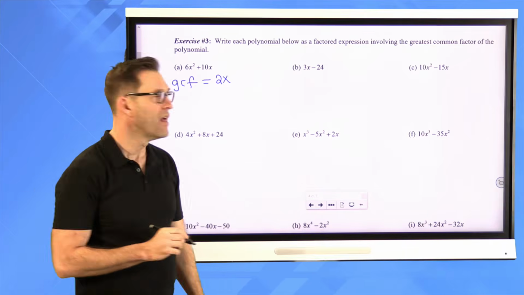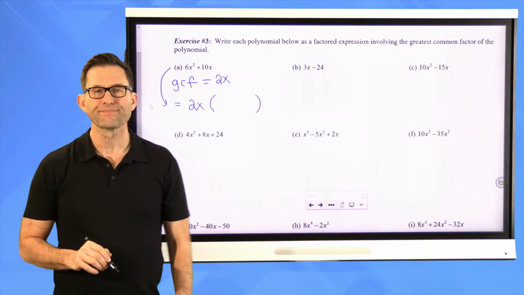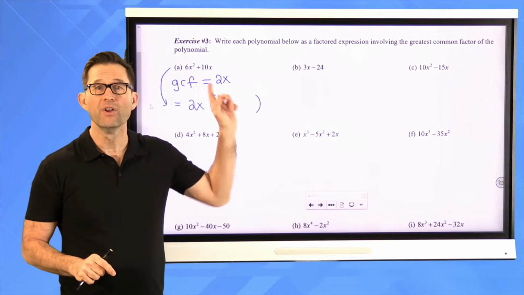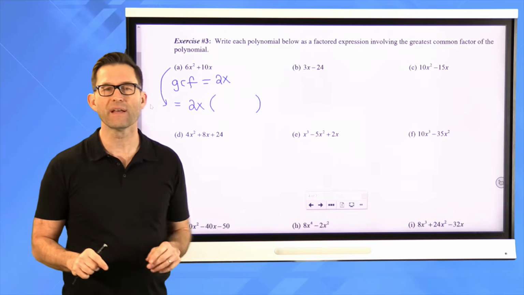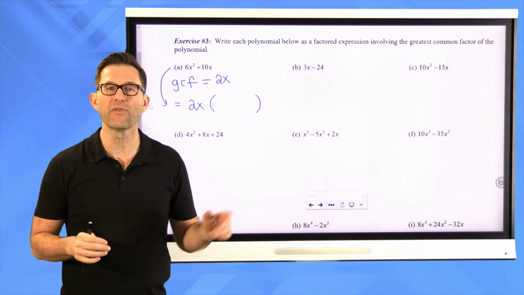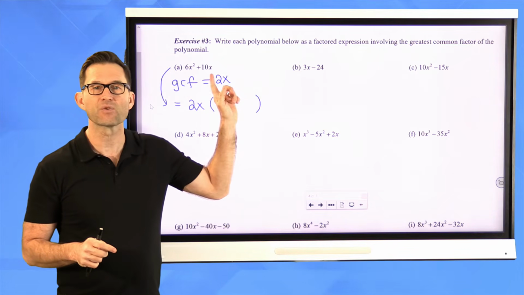All right. That means I can now take my binomial and rewrite it as 2x times something. Now, what do I have to multiply 2x by in here to get this as the result? That's what I mean by running the distributive property in reverse. I'm literally thinking about what would I multiply 2x by to get 6x squared plus 10x?